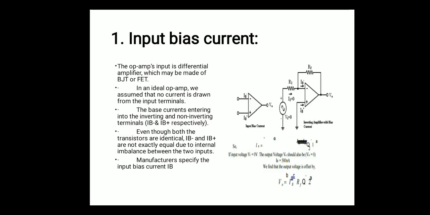Input bias current. As I told before, the input transistor must be biased linearly. In an ideal op-amp, no current is drawn from the input terminals, but practically an op-amp does conduct a small value of current. This small value of current is called the input bias current IB. The input bias current IB is the average value of the base currents entering the input terminals of the op-amp. Let us look into the diagram, that is IB minus and IB plus.